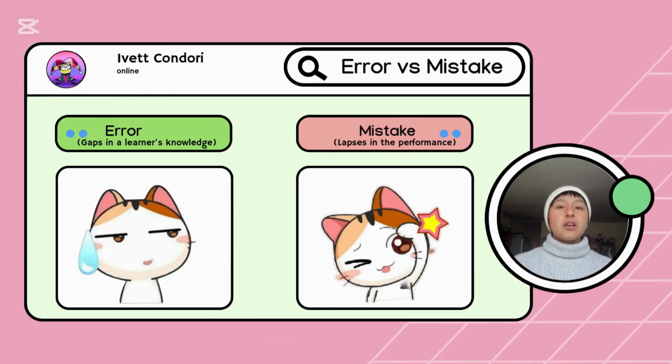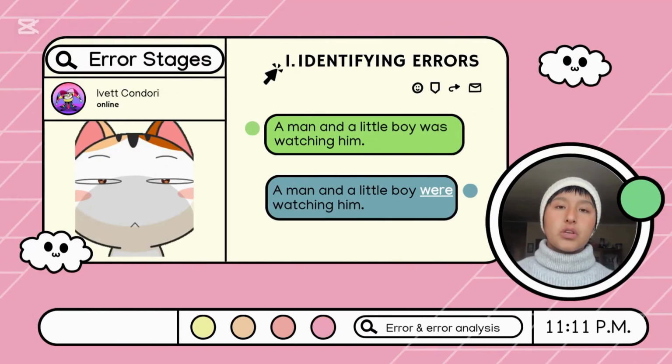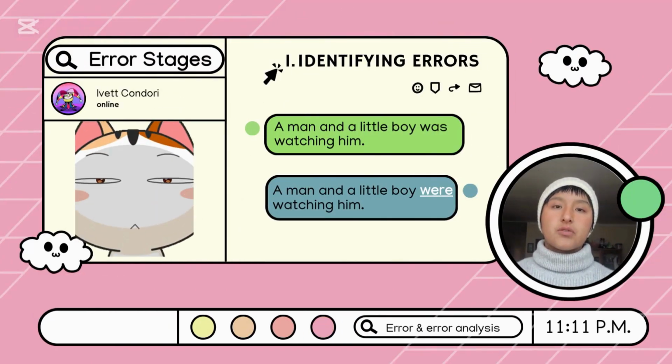What's the difference? First, an error is a gap in the learner's knowledge. What does it mean? It means that the learner doesn't really know the correct form or structure. Now, a mistake is a lapse in performance that occurs due to particular circumstances in which the learner is unable to perform what he or she really knows about the language.